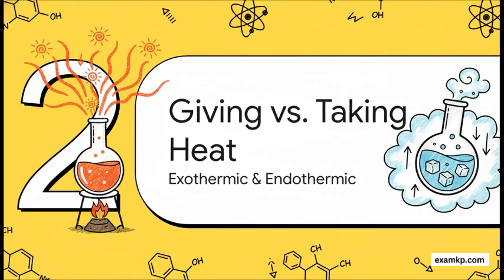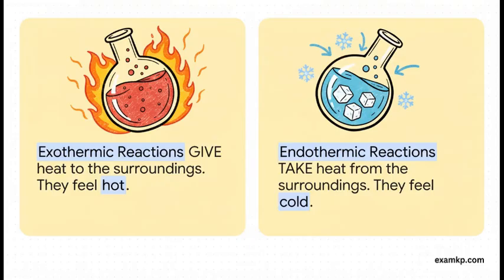All right, so this whole idea of an energy profit or loss, well, it neatly splits all chemical reactions into two fundamental groups that you need to know inside and out. On one side, you have your givers. These reactions give heat away to their surroundings, and we call them exothermic. On the other side, you have the takers. They take heat from their surroundings, and we call them endothermic. Givers feel hot because they're literally giving heat to you. Takers feel cold because they're taking heat from you.